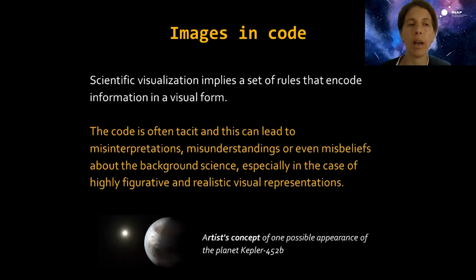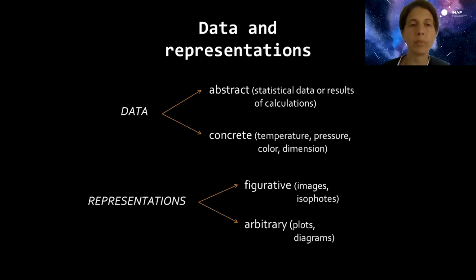Images are codified in the sense that they are the result of a set of rules that encode information in a visual form. This code is often tacit, and this can lead to misinterpretation and misunderstanding. And this is the case of the image that I showed to you before, that was not always accompanied by its caption that stated clearly that the image was an artist's concept and not a real picture of the planet.